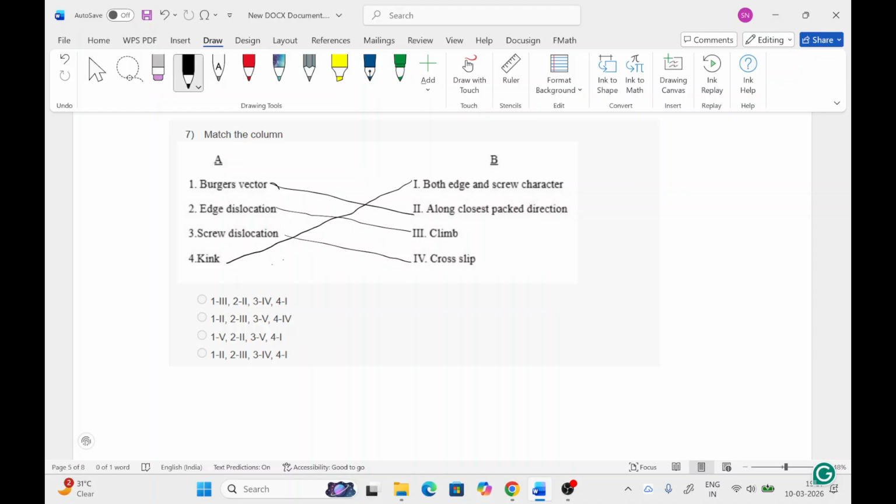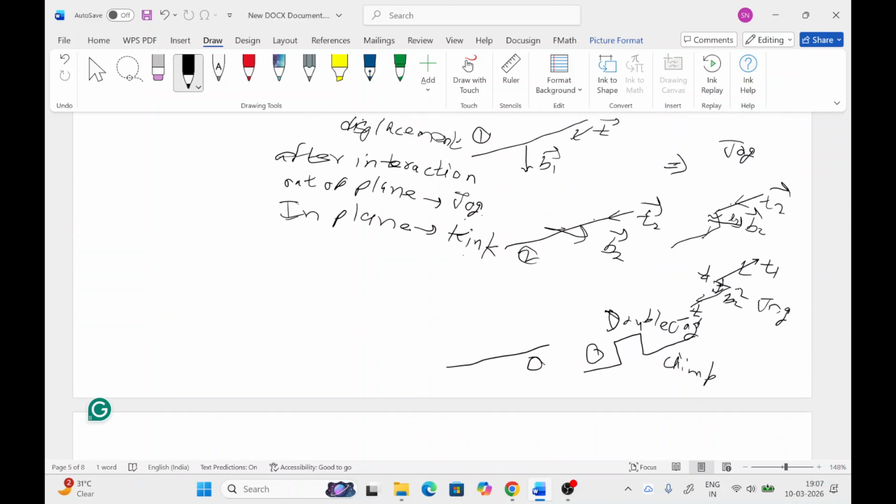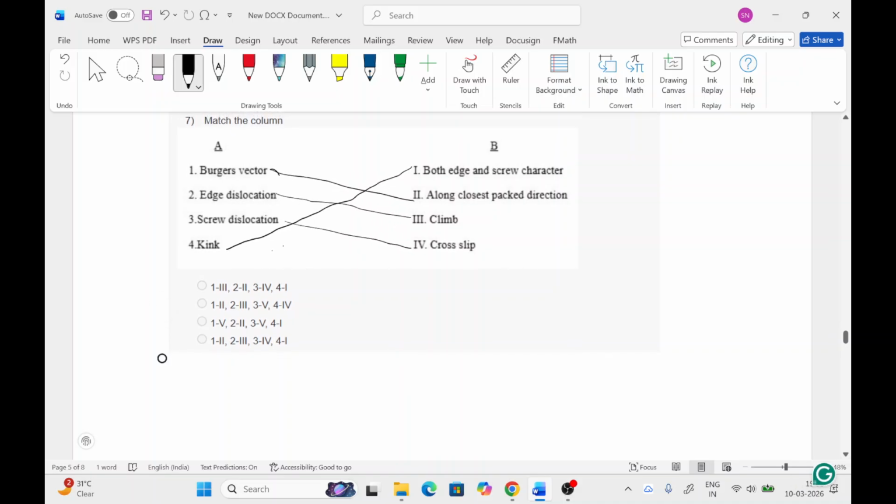Yeah, so for this process, it is displacement in plane, so it is kink of edge character. So 1 to second, second to third, third to fourth, and fourth to 1. So the fourth option is correct.